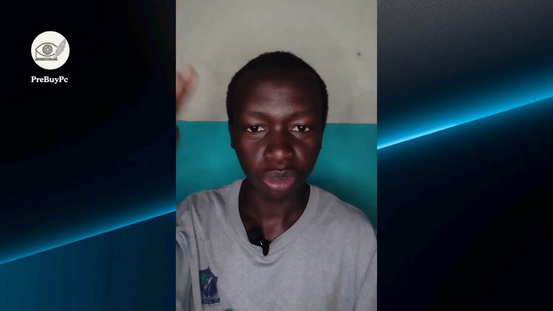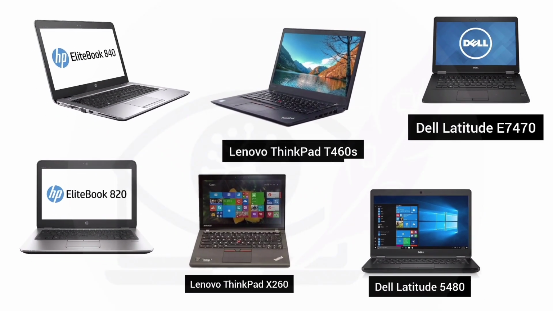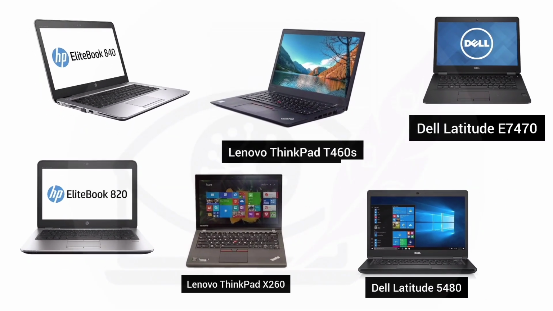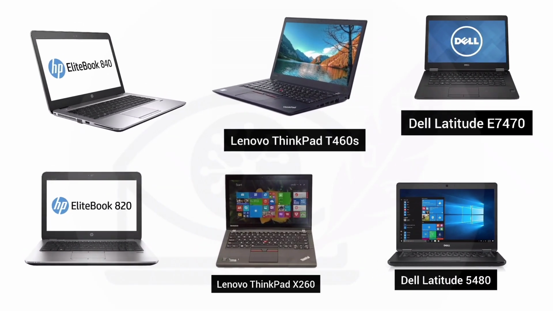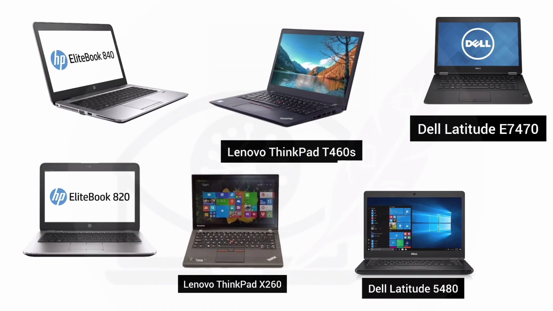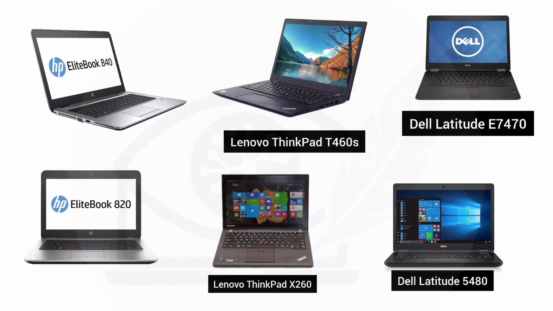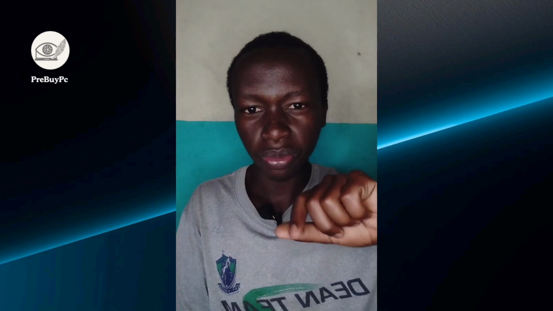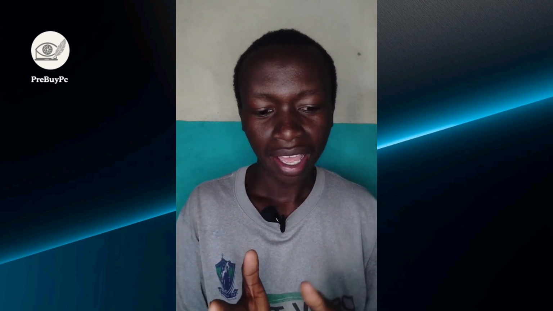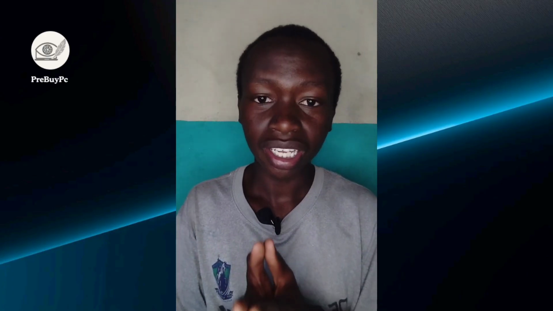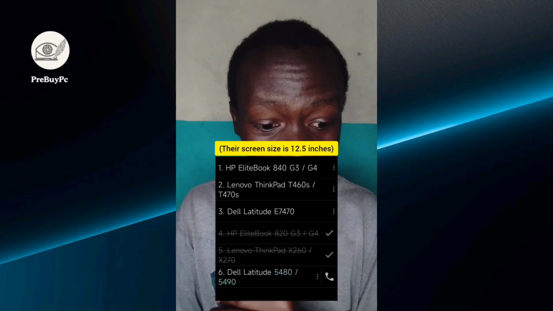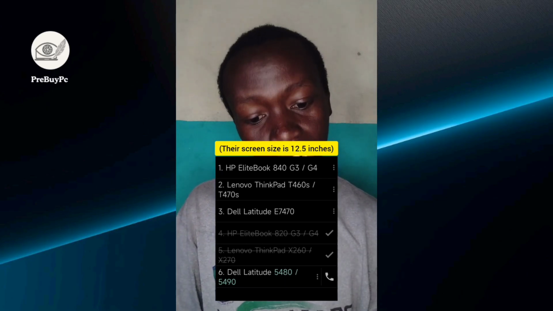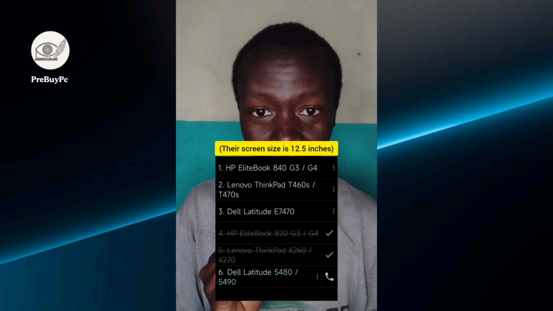I'm going to list the laptops that you are going to work with. The list that I came up with has 6 laptops, from the HP to the Latitude 5480. The list is on your screen, you should see it. So now I want the 14 inch. Among these 6 laptops, which ones have 14 inches? Now it is all except number 4, that is the HP EliteBook H20G3 and the Lenovo ThinkPad X260.